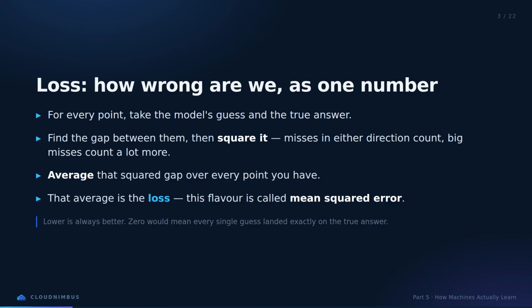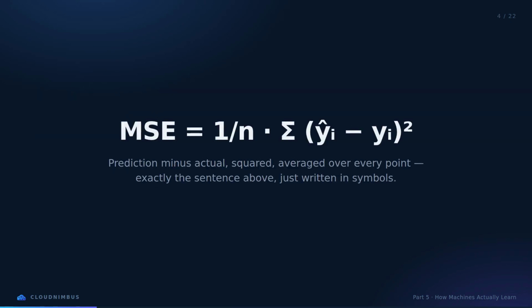Before you can improve a guess, you need to measure how bad it is as a single number you can watch go up or down. That number is called the loss. Here's the idea in plain English, no notation yet. For every point of data, take the model's guess, take the true answer, and find the gap between them. Square that gap, so a miss in either direction counts as a positive amount, and a big miss counts for a lot more than a small one.